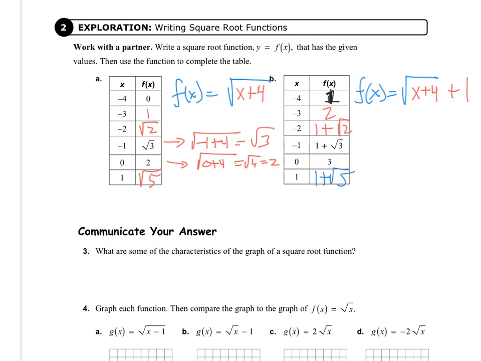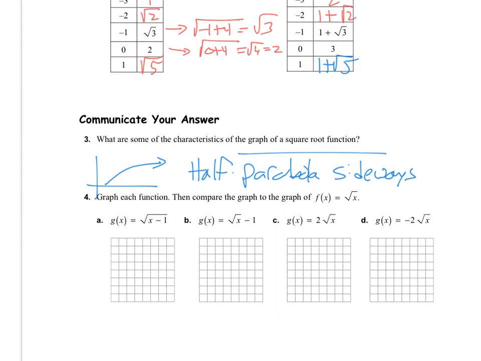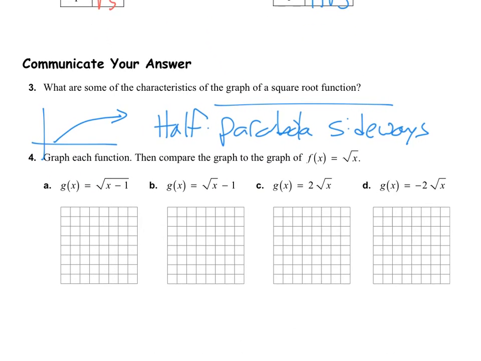So, all right, let's think about this. A couple quick things. What are some characteristics of the graph of a square root function? Well, whenever you graph a square root function, you're going to get something that looks like this. It's going to be a half parabola turned sideways. So something along that line, a horizontal parabola, if you want to think of it that way.